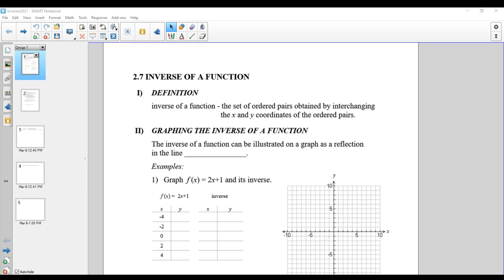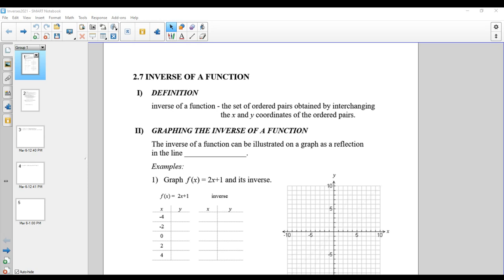We also talked about stretches and compressions: vertical stretches, horizontal stretches, vertical compressions, horizontal compressions. And then we looked at how we can combine all of these different things together. All right, now we're going to talk about an inverse. It's a kind of transformation of a sort.